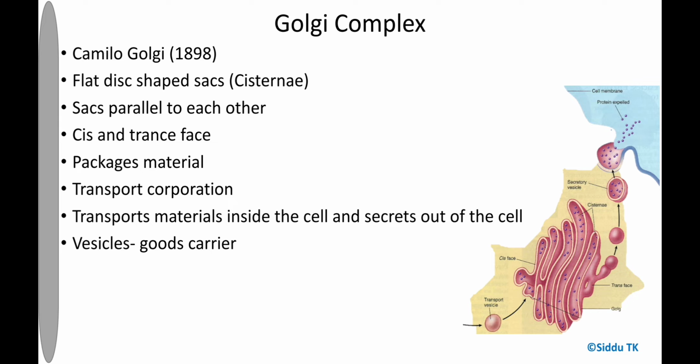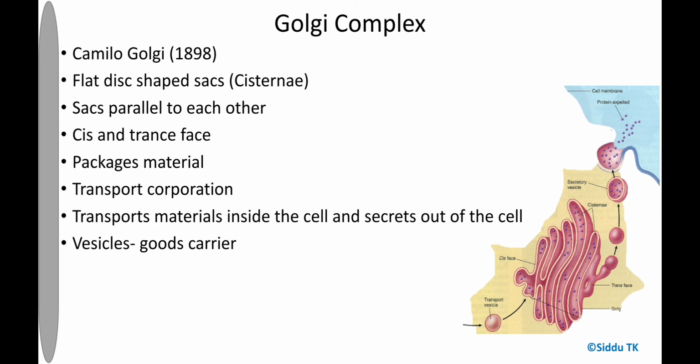Golgi complex was discovered by Camillo Golgi in 1898. To honor his discovery, the organelle is named Golgi complex. Golgi complex appears as flattened, disc-shaped sacs. Sac means a structure that appears as a bag. These sacs are also called cisternae and are parallel to each other.